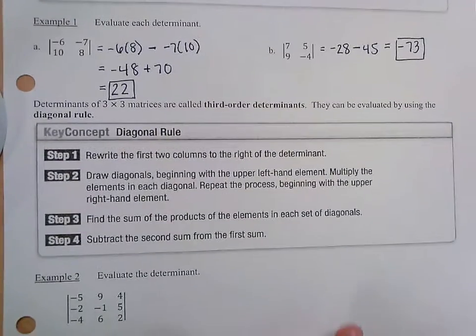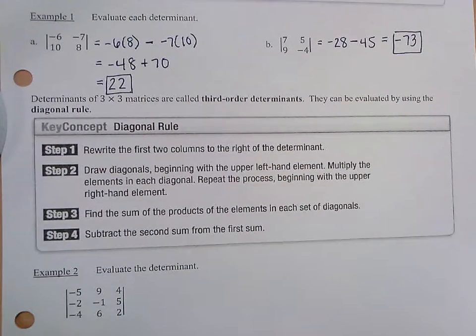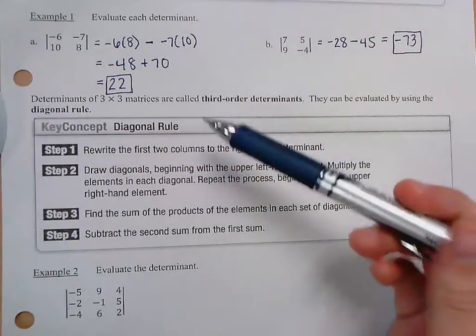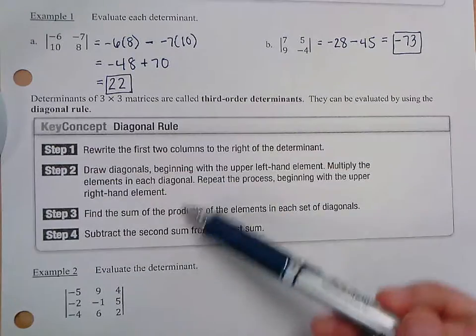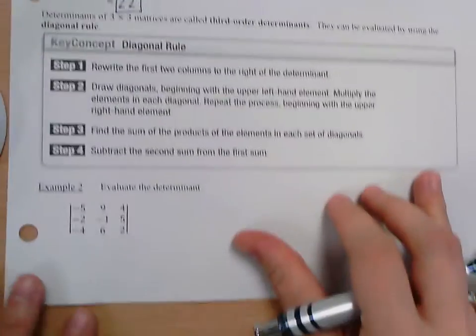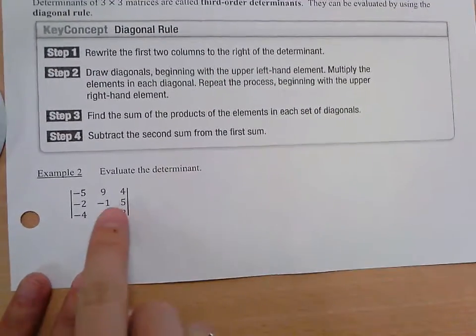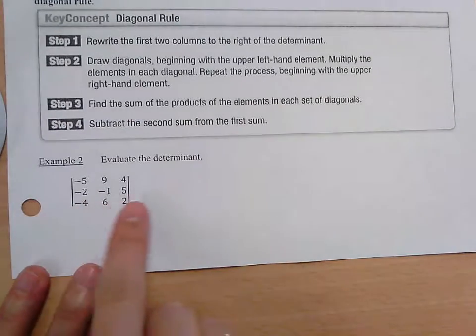For a 3 by 3, just like we had systems of 2 equations and then systems of 3 equations was more of a process, a determinant for a 3 by 3 matrix is more of a process. They call it the diagonal rule, and these are the steps. I'll summarize these steps as we go through example 2. So we have a 3 by 3 matrix. We have the vertical lines. We're finding the determinant.